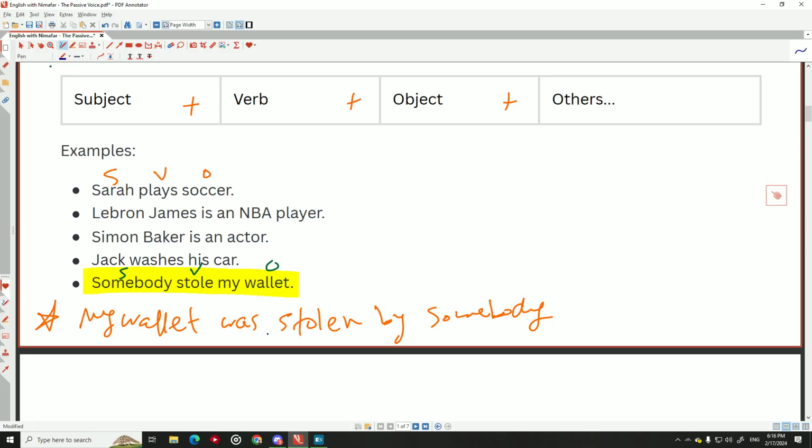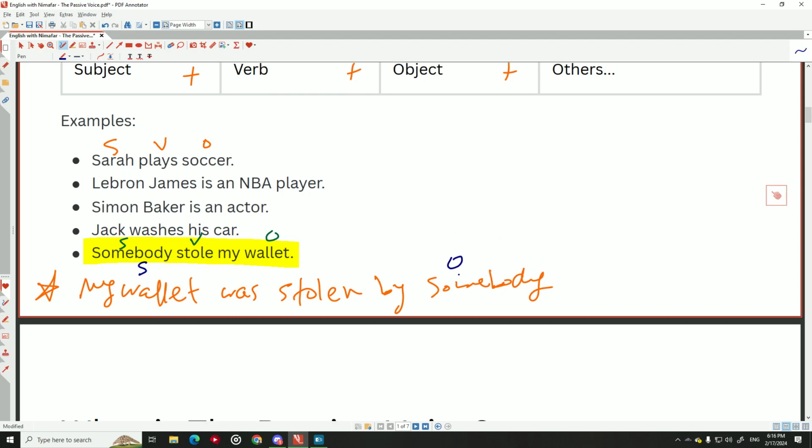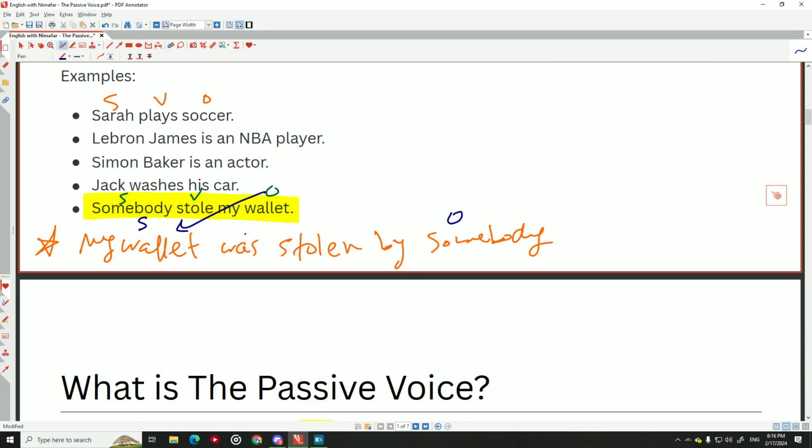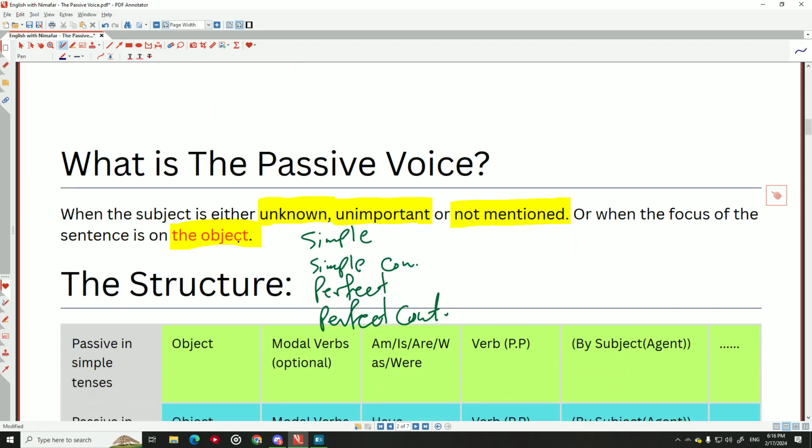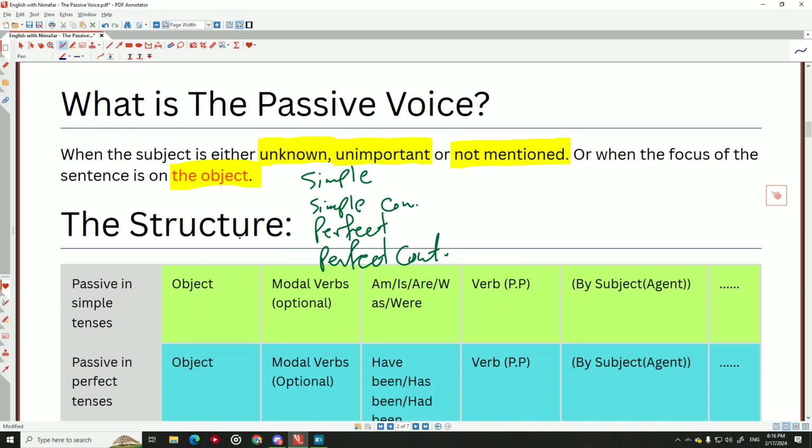So again, my wallet is the subject. In this sentence, the object becomes the subject. And here we have the object, which we can also call the indirect object. Some students say somebody is the subject because it was the subject before, but when you change it, you bring the object here, so it becomes your new subject. This is an important part.